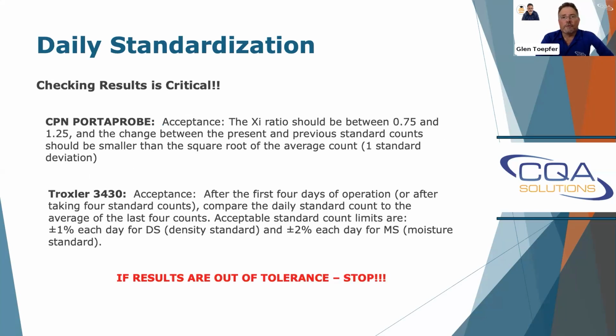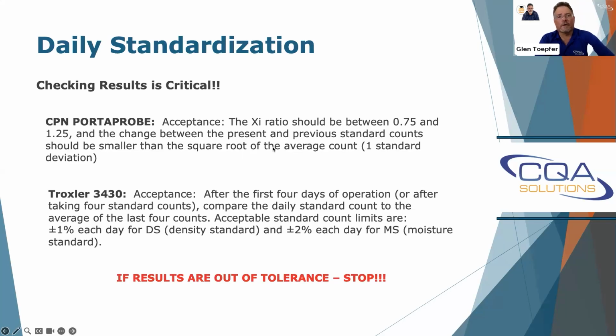And checking the results is critical. A lot of people don't bother to do this. It's in the manuals. You need to do it. We keep log books of the standard counts, but you need to keep a record of all the standards and make sure that they're falling within the tolerances for the gauge. If you don't, you have an issue. The porta probe gives you an XI ratio that needs to be between 0.75 and 1.25 of the previous counts, and it'll give that on the screen, so that's nice. You don't have to calculate anything out.